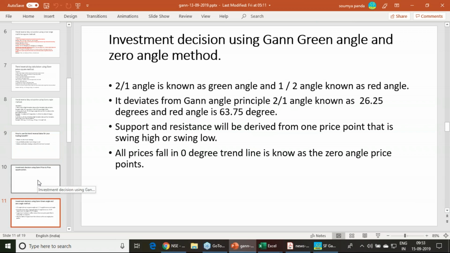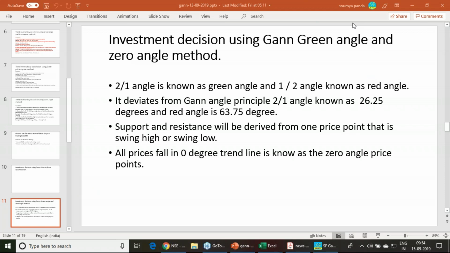So there are two different methods in Gann's method. One is known as the green angle, another is the zero angle. So zero angle and green angle, these two factors are a very important factor of your trend analysis or investment.